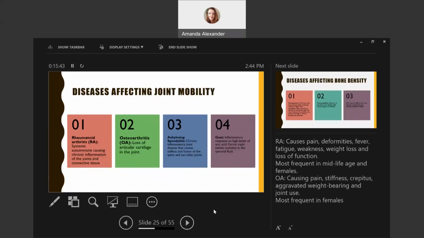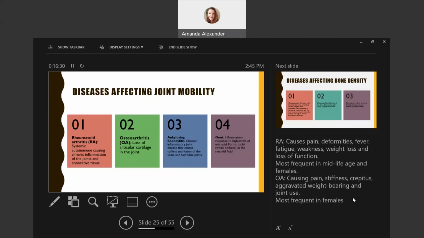Diseases affecting joint mobility are rheumatoid arthritis, a systemic autoimmune disease causing chronic inflammation of the joint and connective tissues. Osteoarthritis is a loss of cartilage in the joint. Ankylosing spondylitis is a chronic inflammation of the joint, mainly in the spine and sacroiliac joint. And gout is an inflammatory response to high levels of uric acid. Gout, these people have forms of tophi or white nodules that form in the synovial fluid.